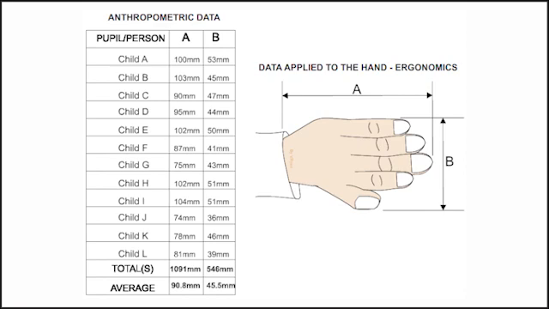The diagram shows a table of anthropometric data or measurements, and how these are applied to the hand. In this example, a number of hands have been measured and the anthropometric data written into a table of results. If a designer takes these measurements and applies them to a product, to make the product easier to use or more comfortable, this is called ergonomics.